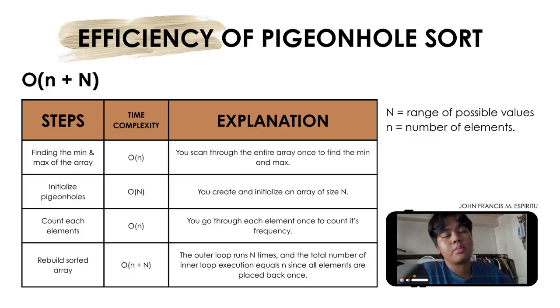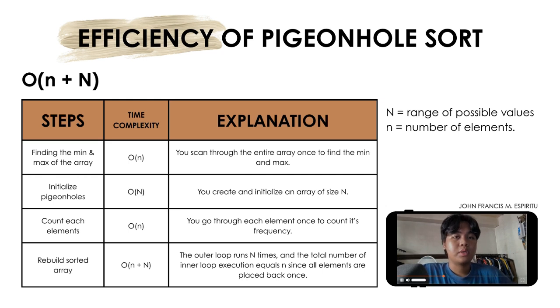My name is Francis, and I'll be explaining the time complexity and the efficiency of the pigeonhole sort algorithm. In general, the time complexity tells us how the running time of an algorithm increases as the input size grows. For pigeonhole sort, its performance depends on both the number of elements and the range of values in the array. Here in the table, the big N is equal to the range of possible values, and the smaller n represents the number of elements.